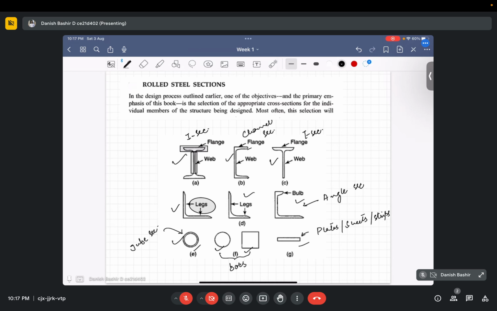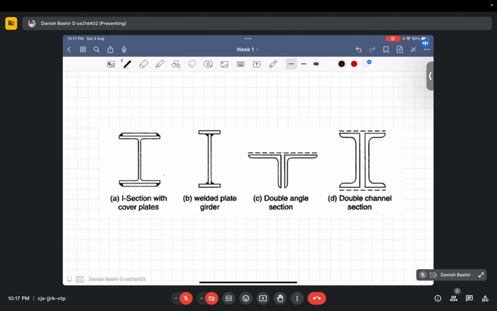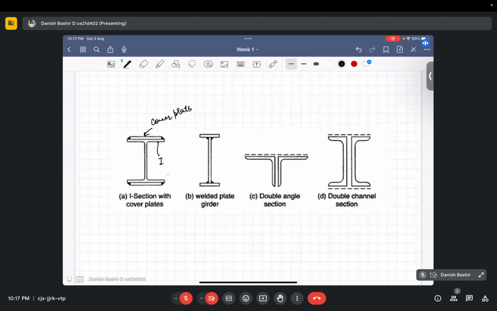And there are other types of sections as well, like built-up sections. Those have some additional components attached to them. Like we have I section with cover plates. It looks like this. This is an I section, and these are cover plates. Okay. So these are required in different situations, like when we want to increase the bending capacity of our steel member. So we use different methods, like we put the cover plates to increase its bending capacity.